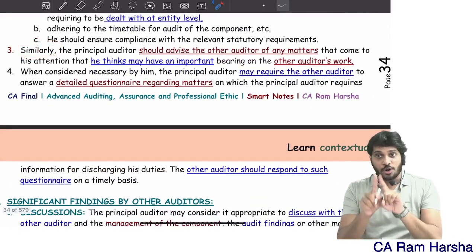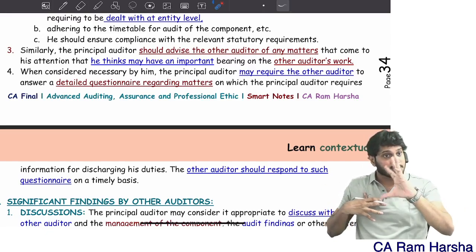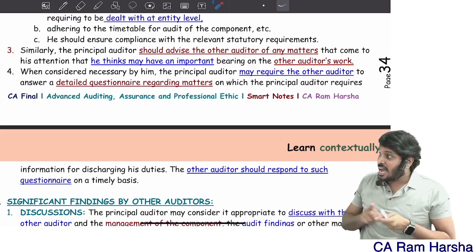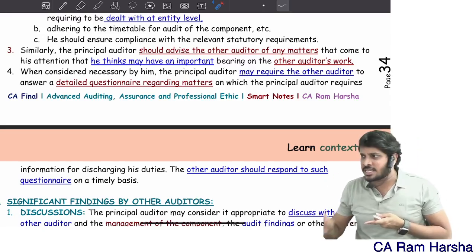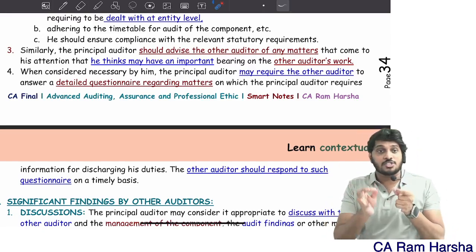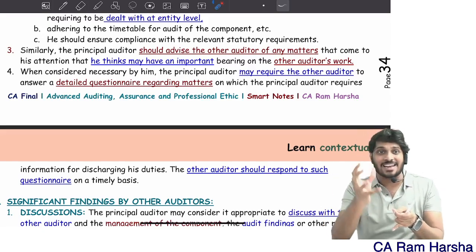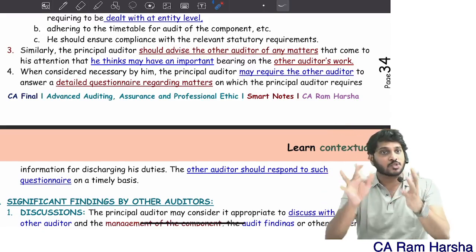Similarly, the principal auditor also has a responsibility to coordinate with the other auditor. If I come to know of some suspicious transactions, and I think they may also be there in the branches, I should tell the branch auditors, I should tell the subsidiary company auditors, nothing but component auditors. The principal auditor should bring to the attention of the component auditor any matters that are relevant at component level. I should also tell him. So we must work like a husband and wife.